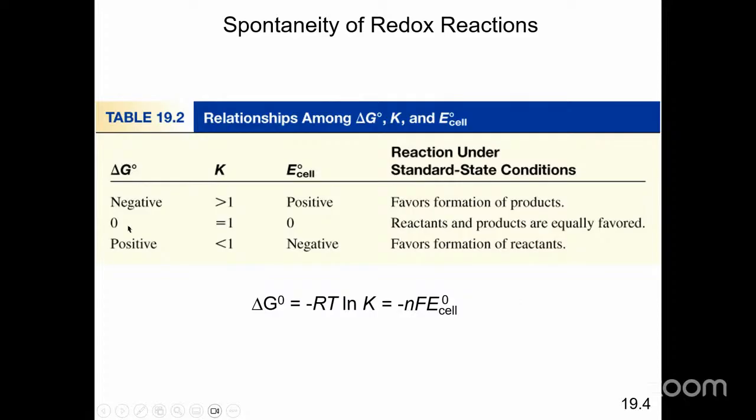Now, if delta G is equal to 0, that means that K is equal to 1, which means that the EMF of the cell under standard conditions would be 0. What that means basically is that the reactants and products would be equally favored in terms of which one will be formed, all right? And then now, in terms of delta G being positive, that means that K would be less than 1, which means that the EMF of the cell will be negative, which means that the reaction would favor the reactants, all right? Okay, so that's basically just a description of the relationship between delta G standard, the equilibrium constant, and the EMF standard, all right?